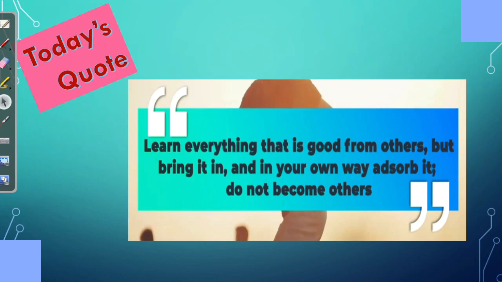So what does the quote imply? You have to learn everything that is good from others. What we see as good in others, you can learn from them. Then you bring it and follow it in your life as your own thought. Don't just copy or imitate others. If it is good, you just learn from them and express it in your own way. Okay students, thank you.